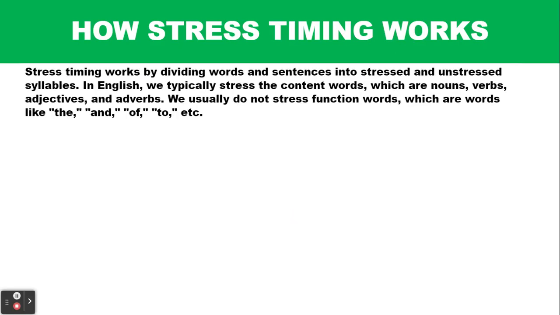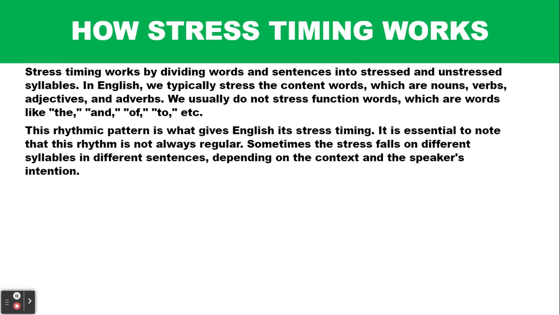Now let's look at how stress timing really works. Stress timing works by dividing words and sentences into stressed and unstressed syllables. In English, we typically stress the content words, which are nouns, verbs, adjectives, and adverbs. We usually do not stress function words, which are words like the, and, of, to, etc. That is articles, conjunctions, prepositions, and of course, auxiliaries as well. The rhythmic pattern is what gives English its stress timing.